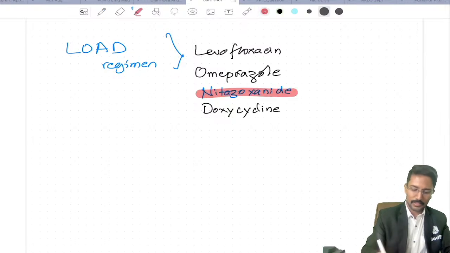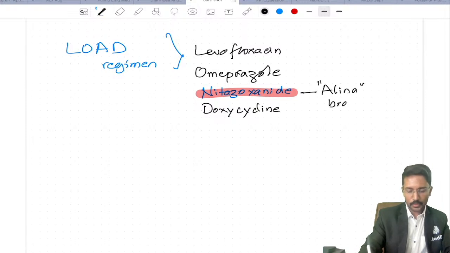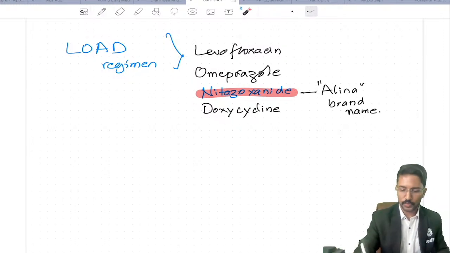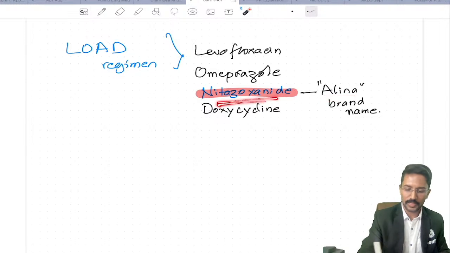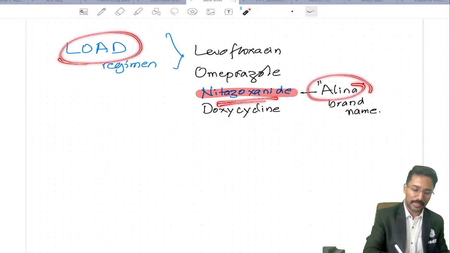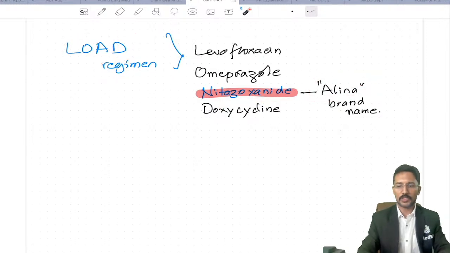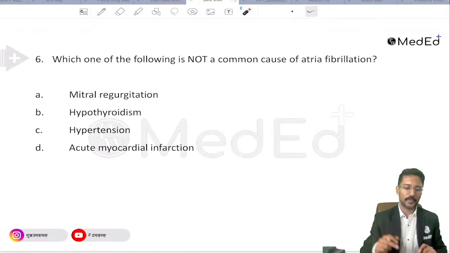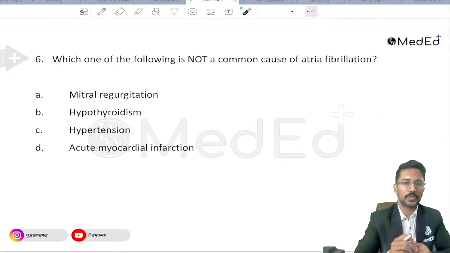A is nitazoxanide, whose brand name is Alinia. Alinia is a brand name of nitazoxanide. So the brand name was used in this regimen to make it easy to remember or reproduce. Though they use the brand name of nitazoxanide, Alinia, that's how it became LOAD. But A is not amoxicillin, so please don't make that mistake in the exam. Okay, it's not azithromycin either. It is nitazoxanide. Okay. Now coming to the next question.